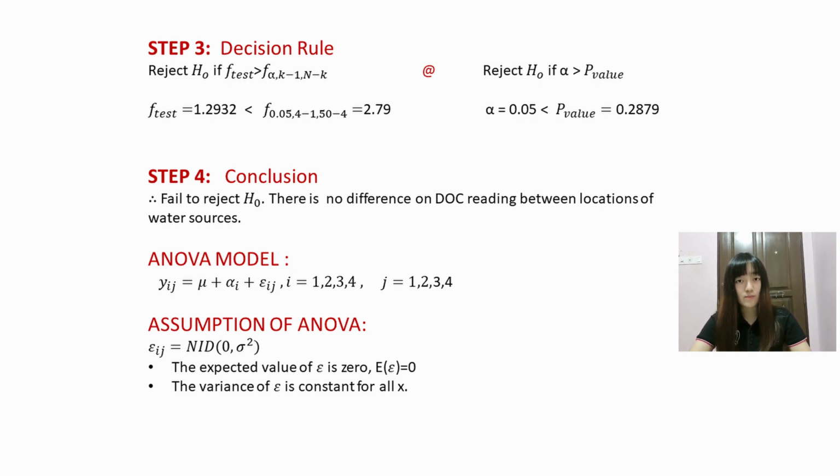For the ANOVA model, there is an equation which is Yij equals mu plus alpha i plus random error epsilon ij. And its assumptions for ANOVA are that the expected value of the random error is equal to 0 and the variance of the random error is constant.